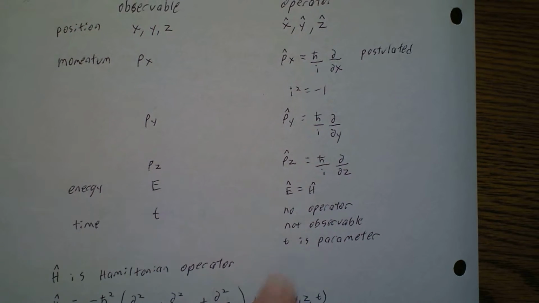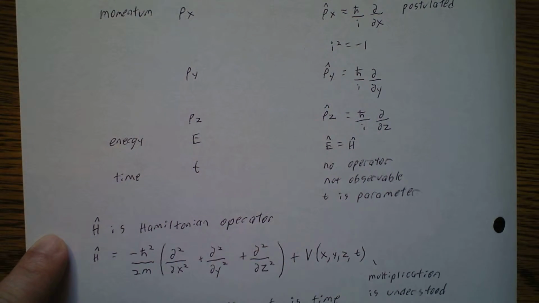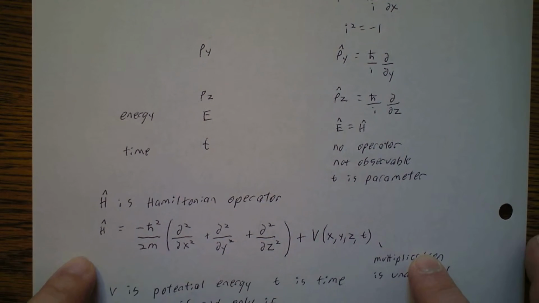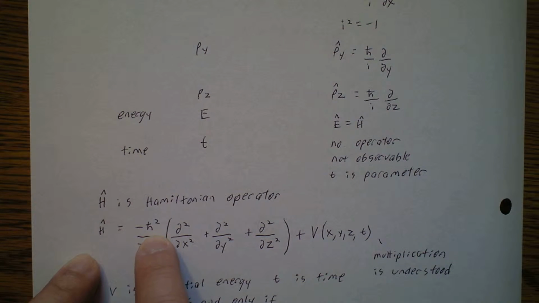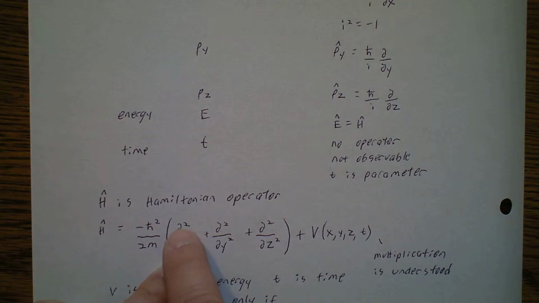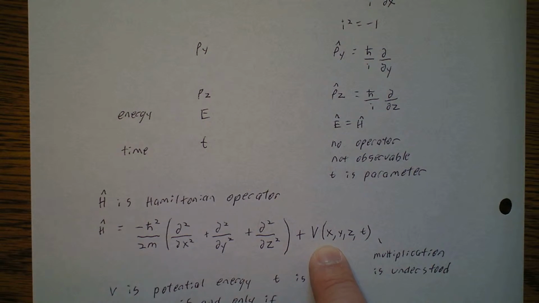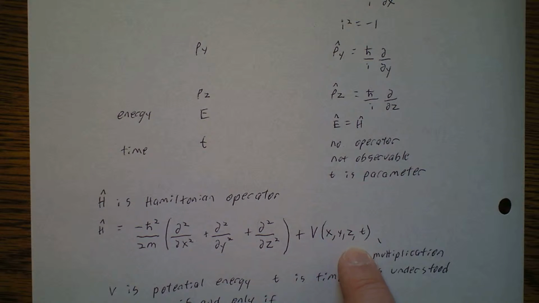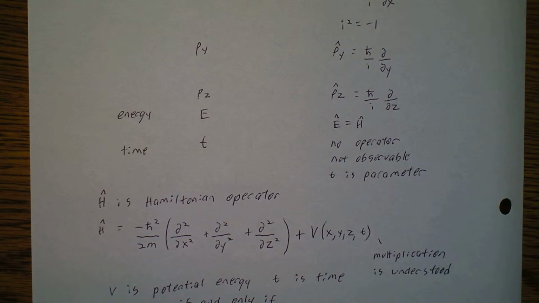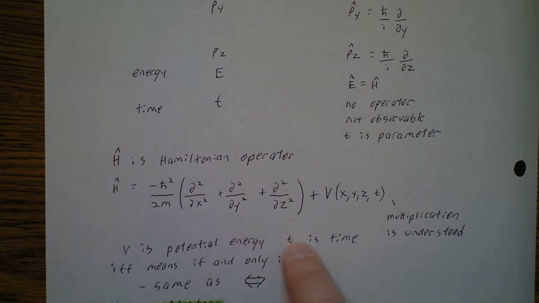Instead, in quantum mechanics, time is considered a parameter. And like I said already, H hat, that's the Hamiltonian operator. It's minus h bar squared over 2m times this whole quantity, the second derivative with respect to x, plus the second derivative with respect to y, plus the second derivative with respect to z, plus the potential energy, which is a function of x, y, z position, but also time. And that is multiplication. So V is potential energy, t is time.